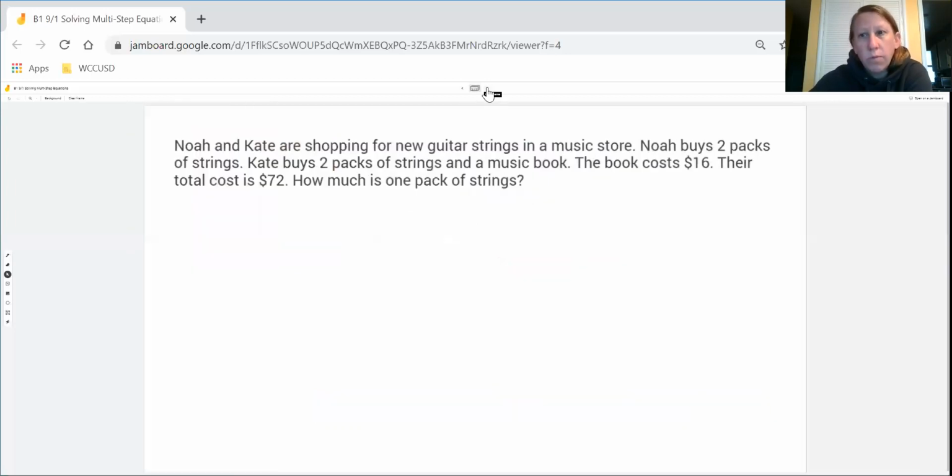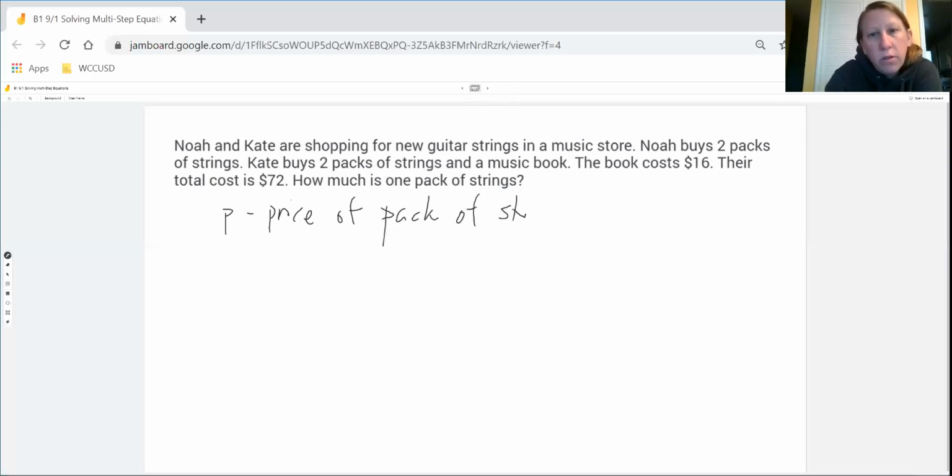So here's a word problem that can be modeled with a multi-step equation. Noah and Kate are shopping for new guitar strings in a music store. Noah buys 2 packs of strings. Kate buys 2 packs of strings and a music book. The book costs $16. Their total cost is $72. How much is 1 pack of strings? So I'm going to use the variable P. P is going to stand for the price of a pack of strings.